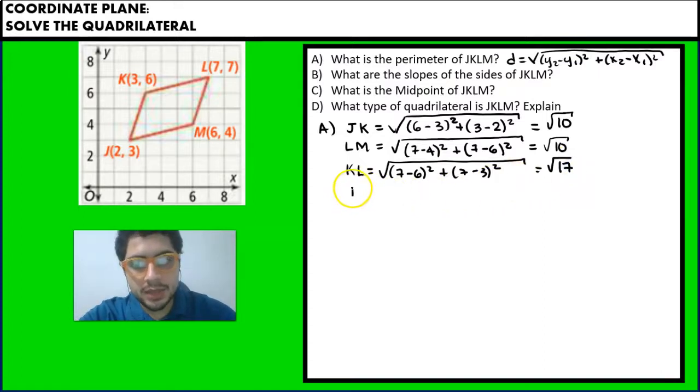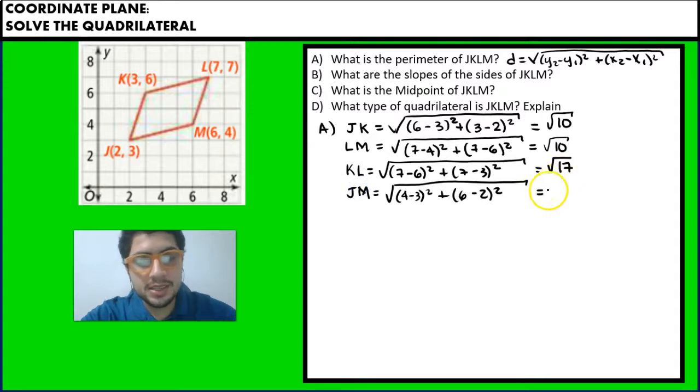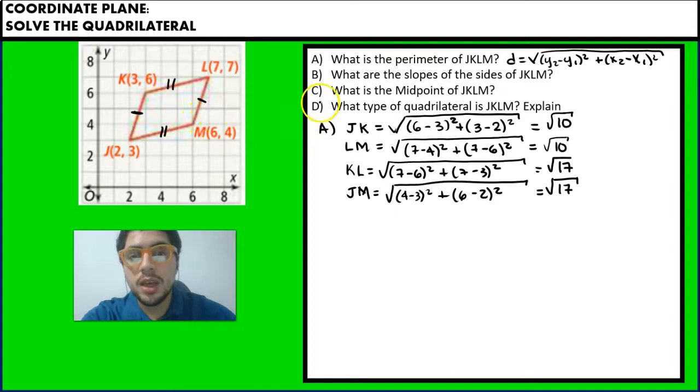Now let's try doing that with JM. And as you guys can see, this is also going to give us an answer of square root of 17. So what we can see is that JK actually has the same measurement as LM, and KL and JM also have the same measurement. They have the same length.